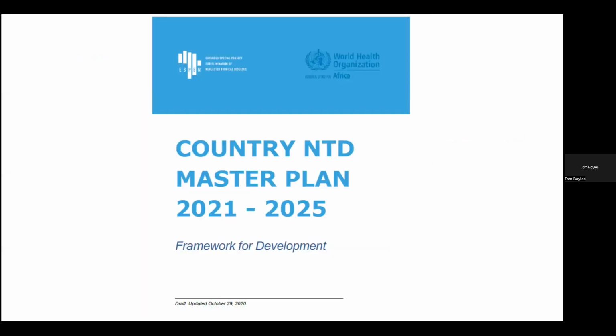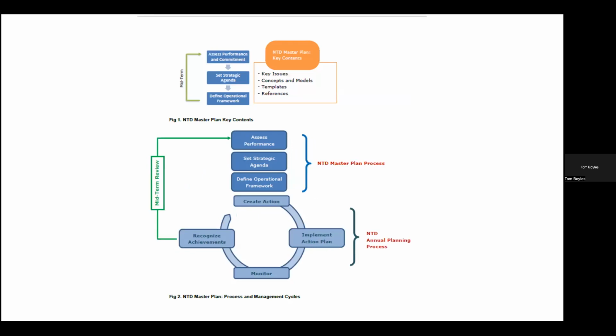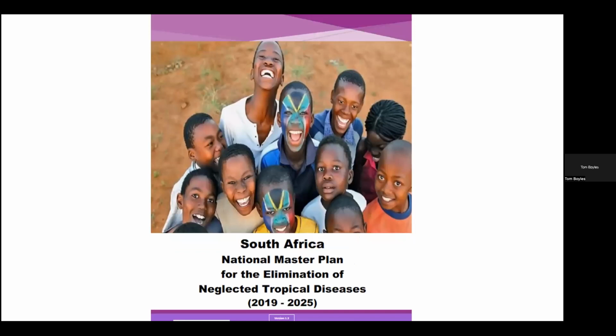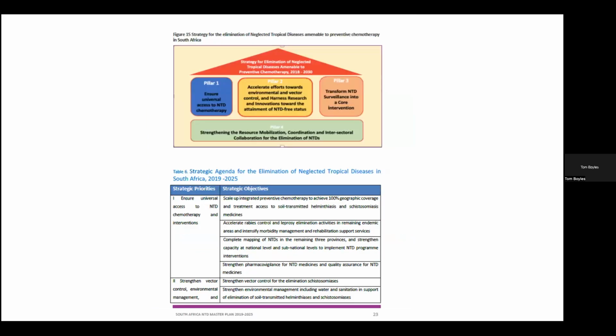The WHO also have a national NTD master plan, 2021 to 25, and it's full of drawings like this, very pretty, very colorful, explaining exactly what needs to be done with management processes and master plan key components. We even have the South African National Master Plan for the elimination of NTDs, 2019 to 2025. So we're kind of halfway through that so far. And this similarly has lots of very detailed drawings and tables explaining what we need to do.